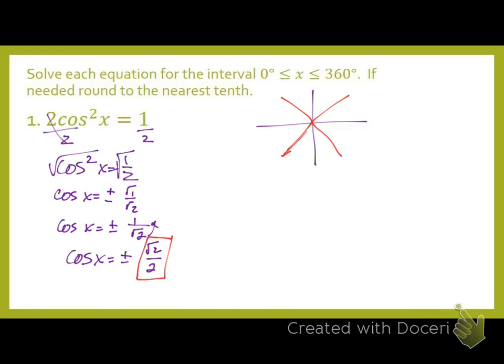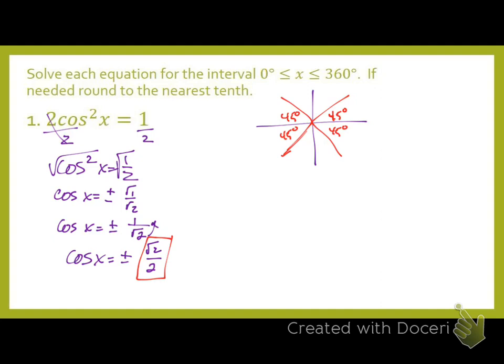So the question is, where is cosine radical 2 over 2? What angle is cosine radical 2 over 2? And that angle is 45 degrees. So, like last time, that's going to become our distance from the horizontal in every quadrant that we need an angle from.